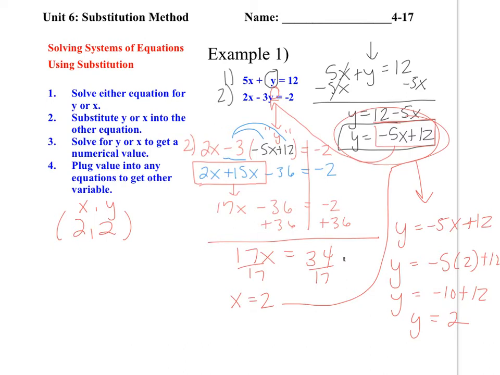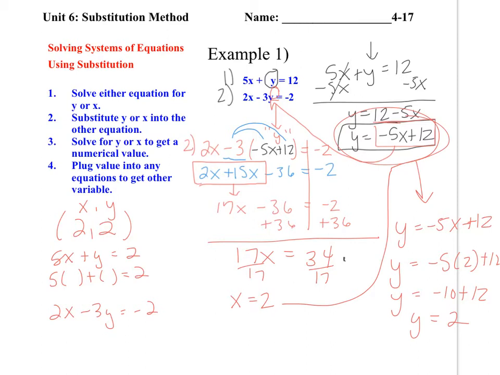And I'm going to check to make sure that's accurate by going up to my math models and just substituting those numbers in to see if they actually do give us a true statement. So all I'm going to do is every time I see an x, I'm going to replace it with 2. And every time I see a y, I'm going to replace it with 2 as well.